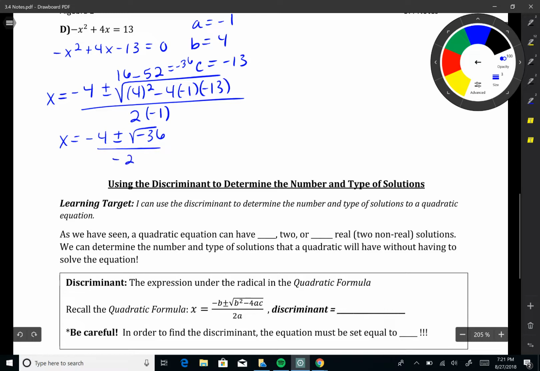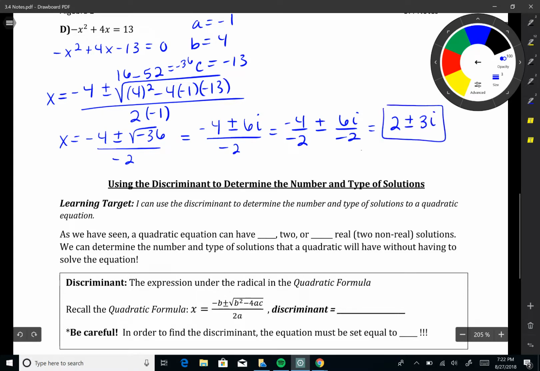Hey, 36 is a perfect square, but when it's negative, it's going to have an i. So I have negative 4 plus or minus 6i, and that's divided by negative 2. Remember, we can split these into two fractions, negative 4 divided by negative 2, plus or minus 6i divided by negative 2. Negative 4 divided by negative 2 is a positive 2. Now, the negative 2 in the second one, we don't really have to worry about the sign because we have plus or minus regardless. So 2 plus or minus 3i.